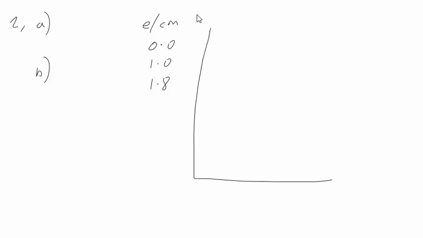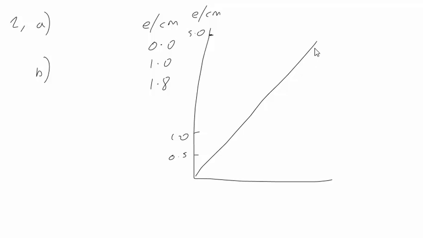We need to label the y-axis as extension in centimetres, and we can go up in halves. So if we go half 1, that takes us up to 5 at this point. So that would be 0.5, 1.0, and so on. And you get a straight line going through the origin, something like this.